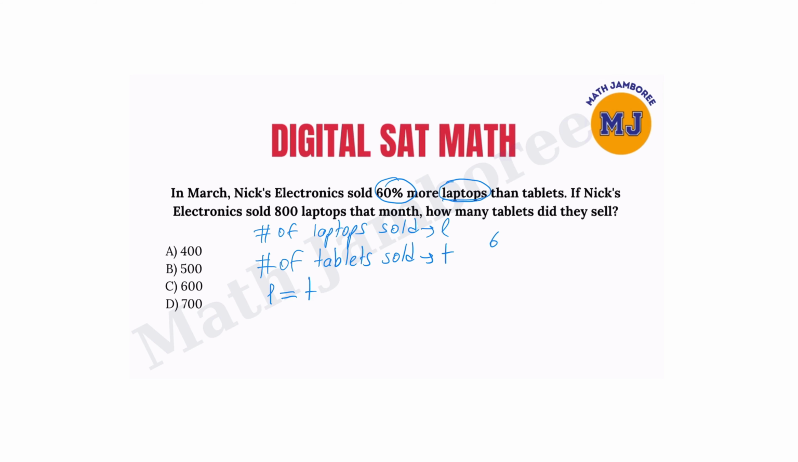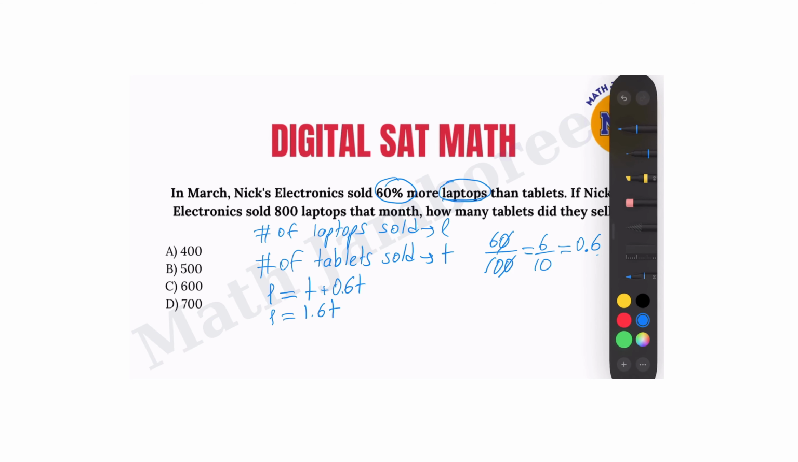So we need to figure out what 60% means. If you simplify these zeros, this will become 6 over 10. 6 over 10 means 0.6, because we need to move the decimal point from right to left just one place. So T plus 0.6T will be equal to L. If you simplify this, L is equal to 1T plus 0.6T, which gives us 1.6T.